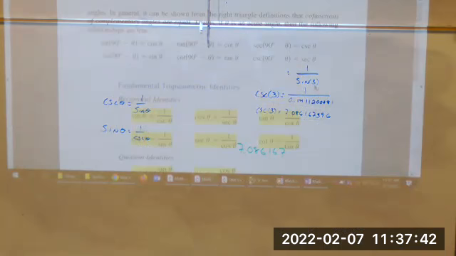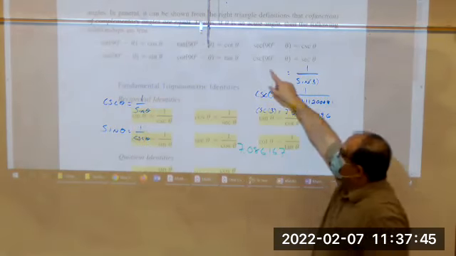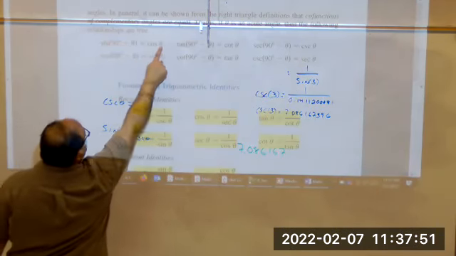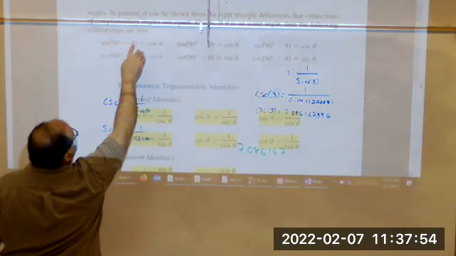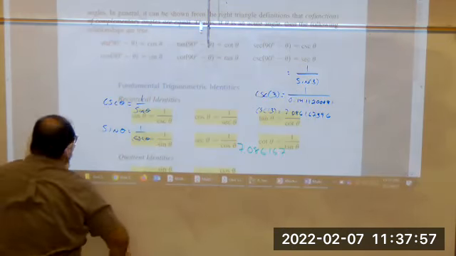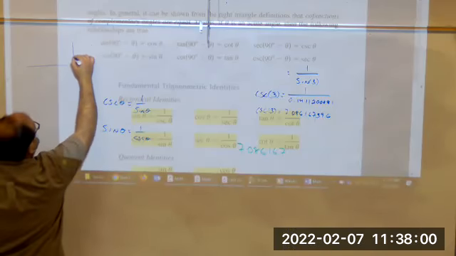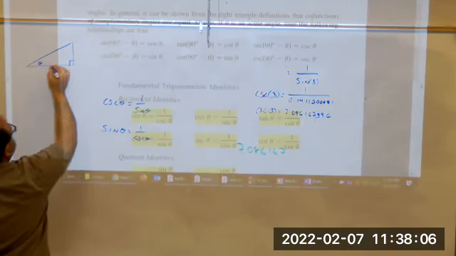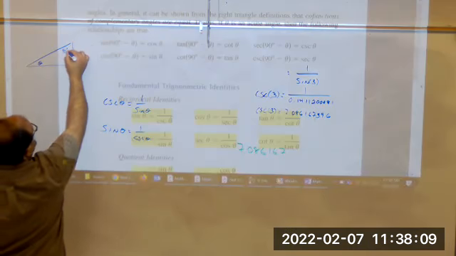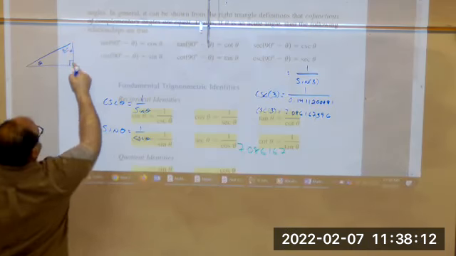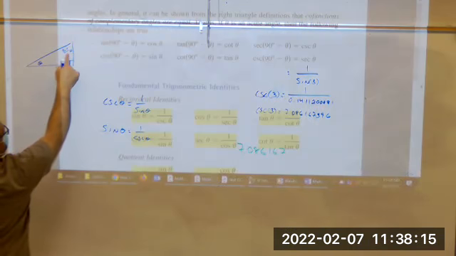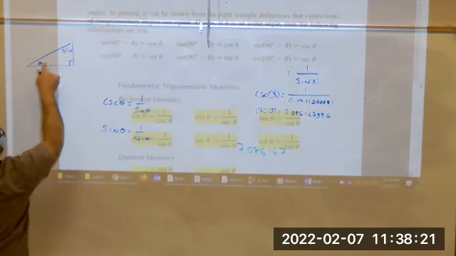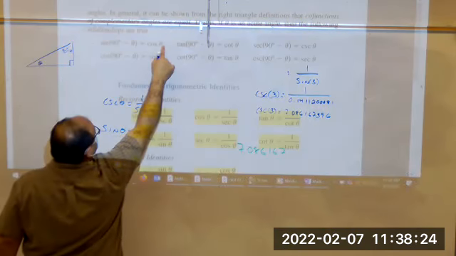I'm going to post this where you have the complement identities. The sine of the complement is the same as the cosine of the original angle. So in a right triangle, one angle's adjacent is the other angle's, or the complement angle's, opposite. If this is theta, then up here is 90 degrees minus theta. So the sine of 90 minus theta, opposite over hypotenuse, opposite is theta's adjacent. So it would be the cosine of angle theta.